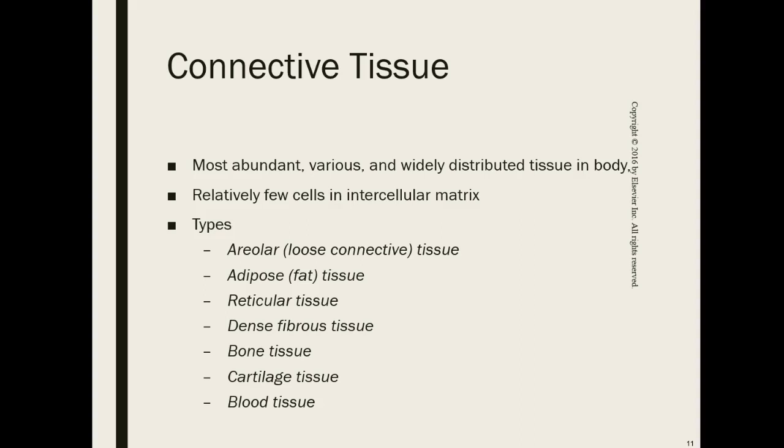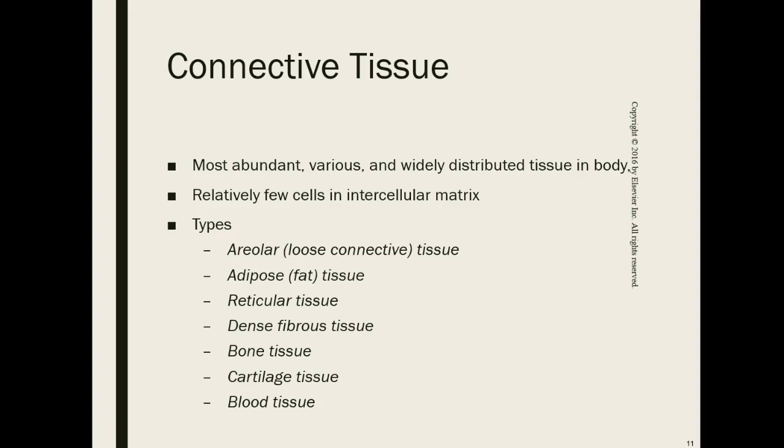So next we have our connective tissue. This one is technically the most abundant, widely distributed tissue in the body. That's because there's a lot of different types of tissue that fall into connective tissue. As we go through these, you'll see that really every area of the body is going to contain some type of connective tissue. So in the intercellular matrix of the connective tissue, there's actually relatively few cells. So we'll go through some of the types.